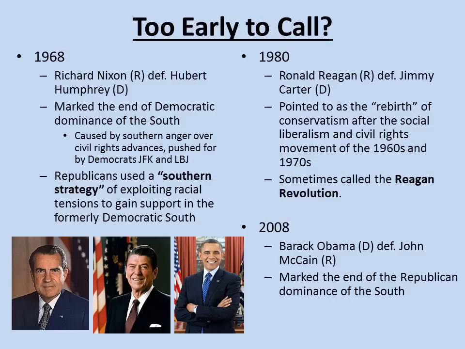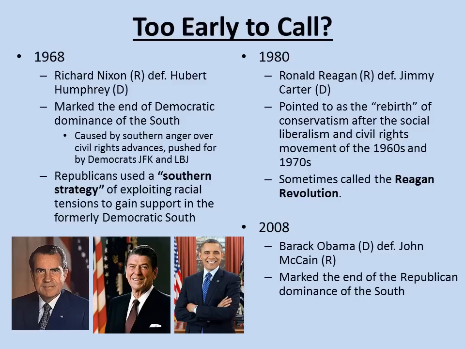One of those is 1968, when Richard Nixon beat Hubert Humphrey, the Democratic candidate for the presidency, and this was the end of Democratic dominance of the South. The South remained solidly Democratic until really the 1960s, when Democrats in larger numbers began to support advances in civil rights, especially John F. Kennedy and Lyndon Johnson. And it's notable that Lyndon Johnson is a white Democrat from Texas with a Southern twang who signed the Civil Rights Act of 1964, which angered most Southern Democrats.